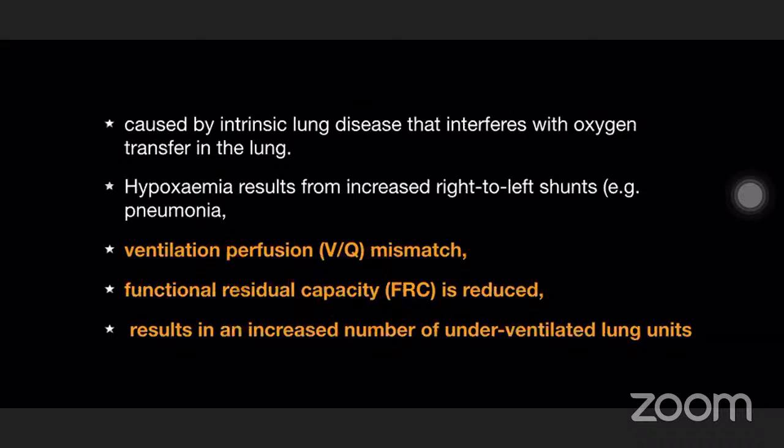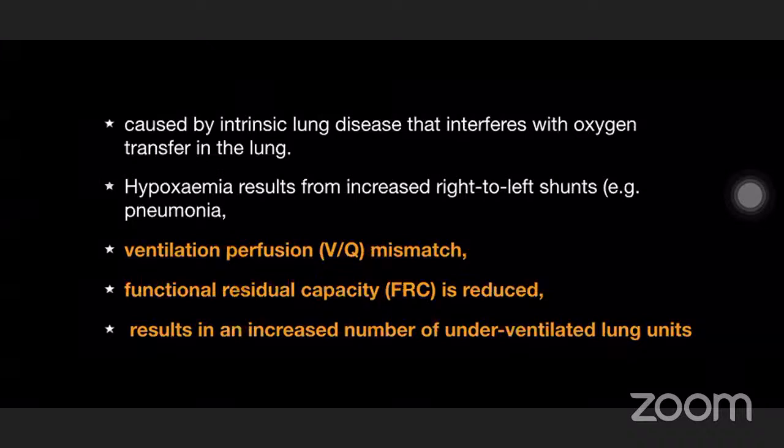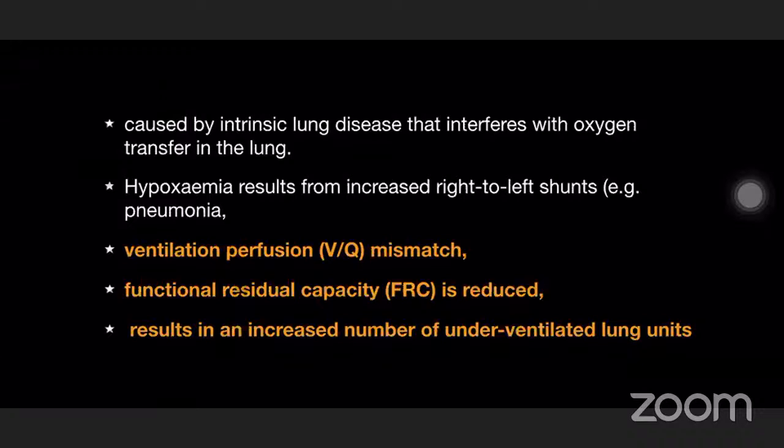The second reason is ventilation perfusion mismatch. To understand what ventilation perfusion mismatch is, V stands for ventilation, that is the air we breathe in. Q stands for perfusion, which is the blood flow. So the V by Q ratio is basically the amount of air that reaches the alveoli divided by the blood flow in the capillary in your lungs.